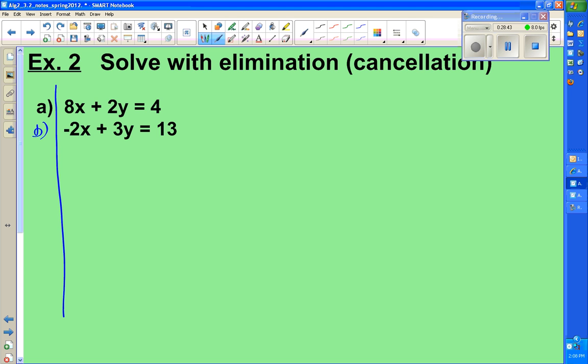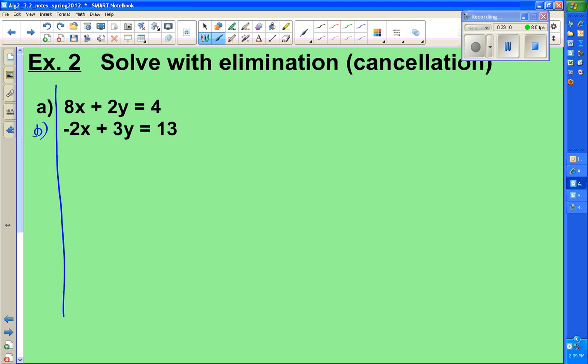X. What should I do to the first equation? Nothing. What should I do to the second? 4. So 4 times B is going to be C. Negative 8x plus 12y is equal to 13. No, it's not. It's equal to 52. You did the last one. Oh, 70.